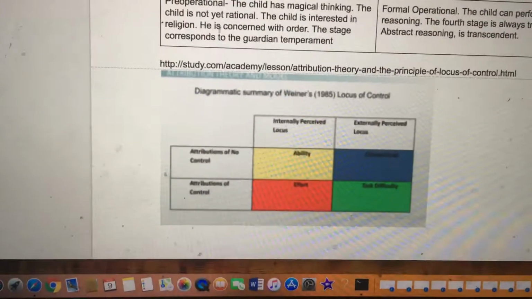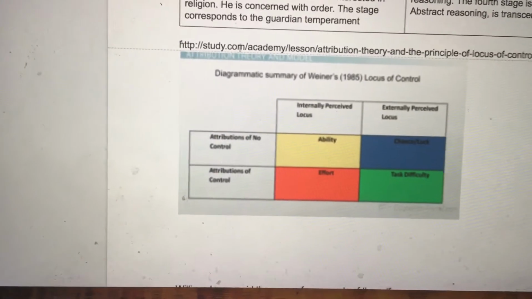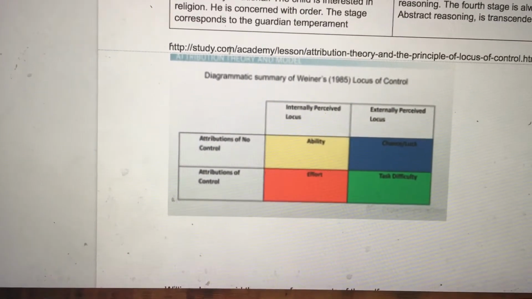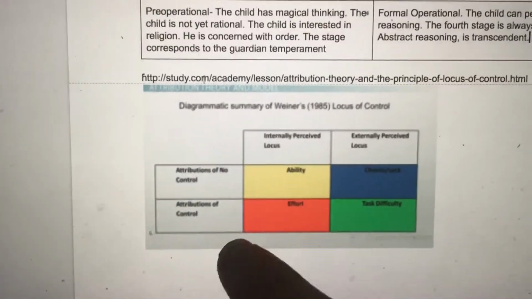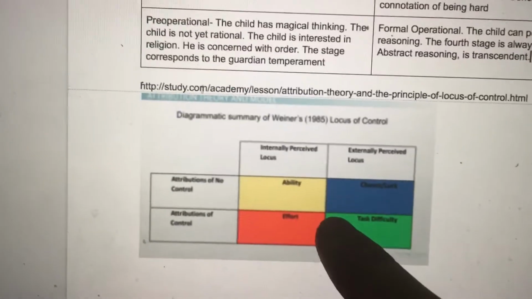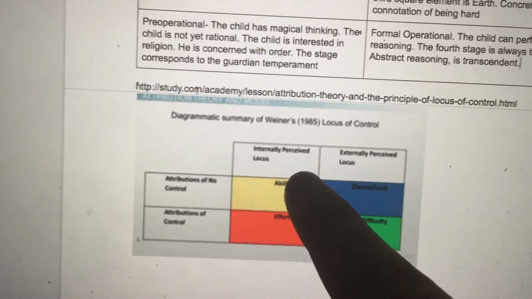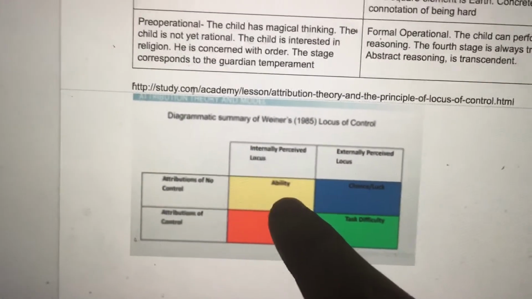So I learned about this in one of my psychology classes. It's a diagrammatic summary of Weiner's locus of control. So there's these different locuses of control. I learned about this diagram in my psychology class where there's an attribution of control, and the internally perceived locus, that's ability.